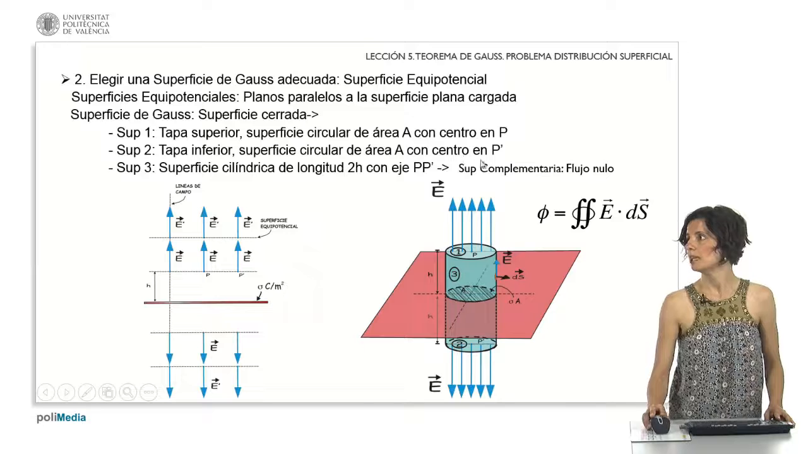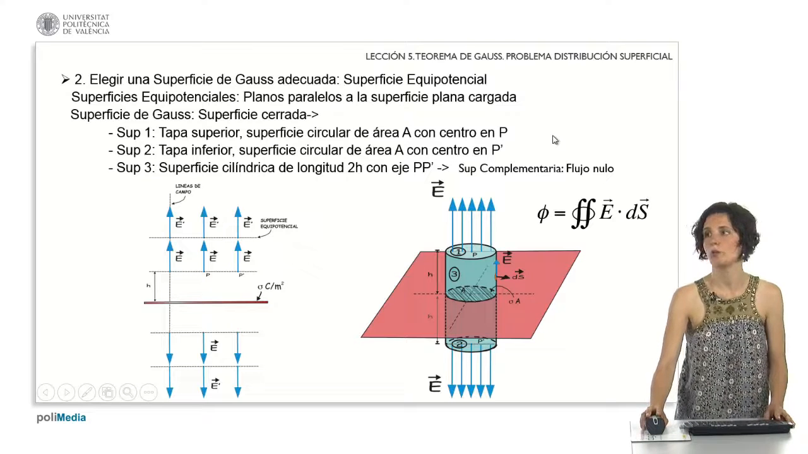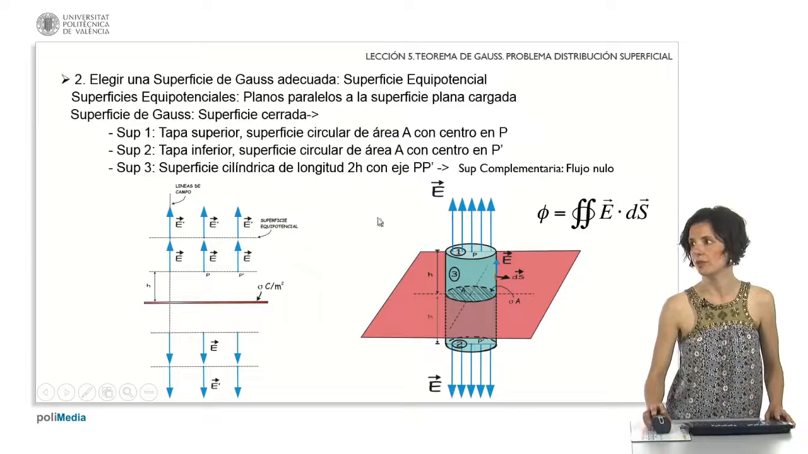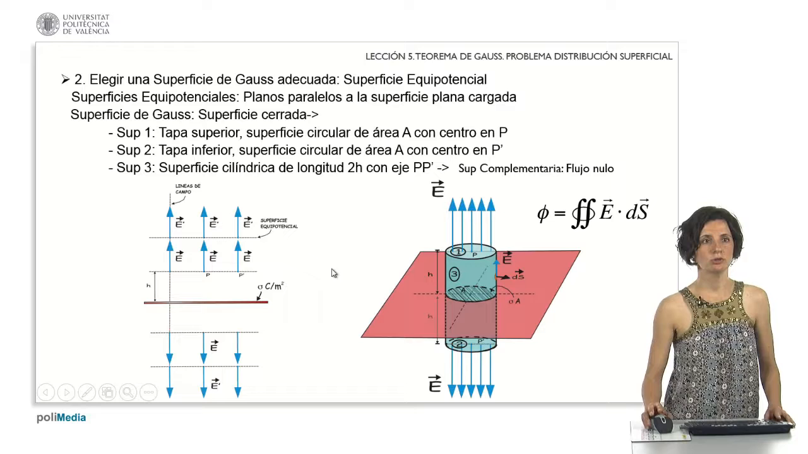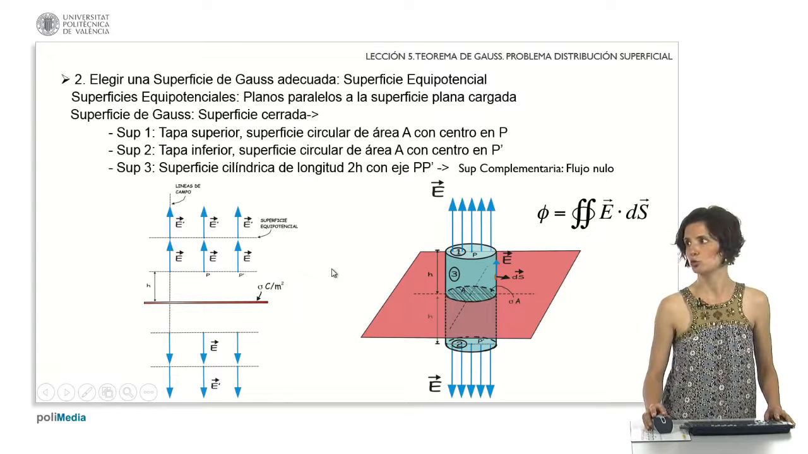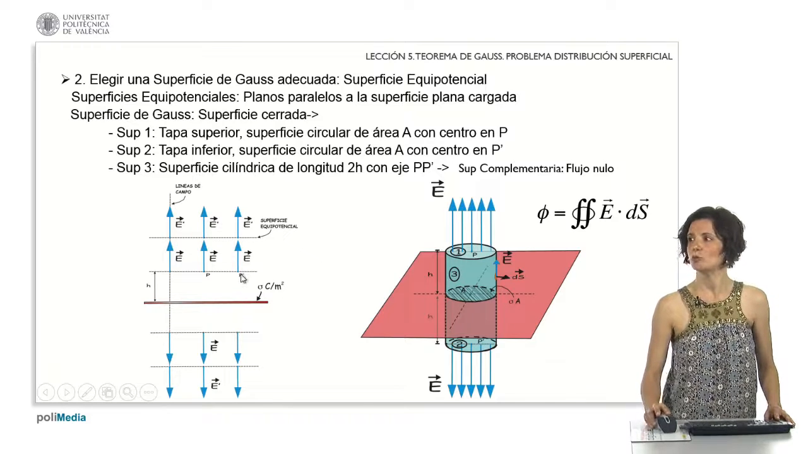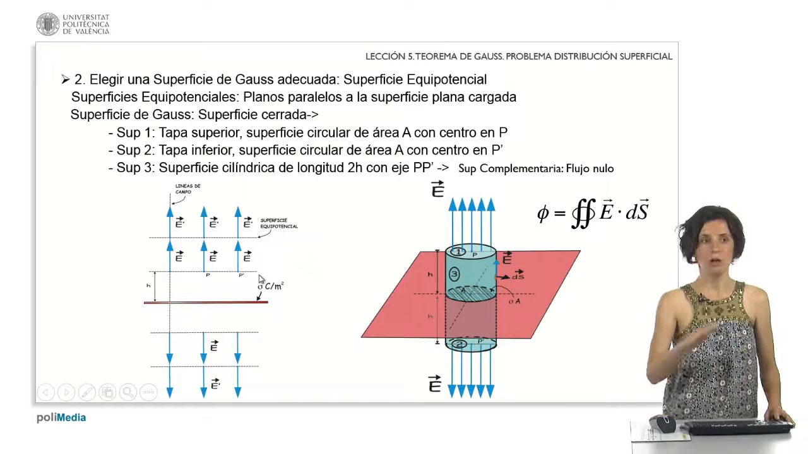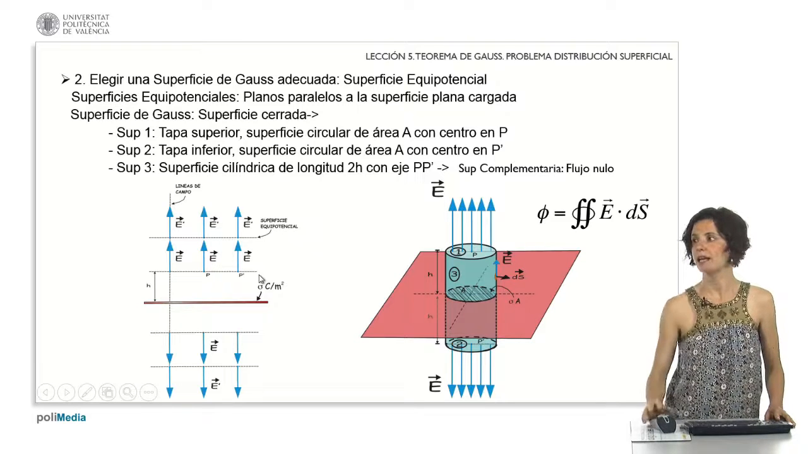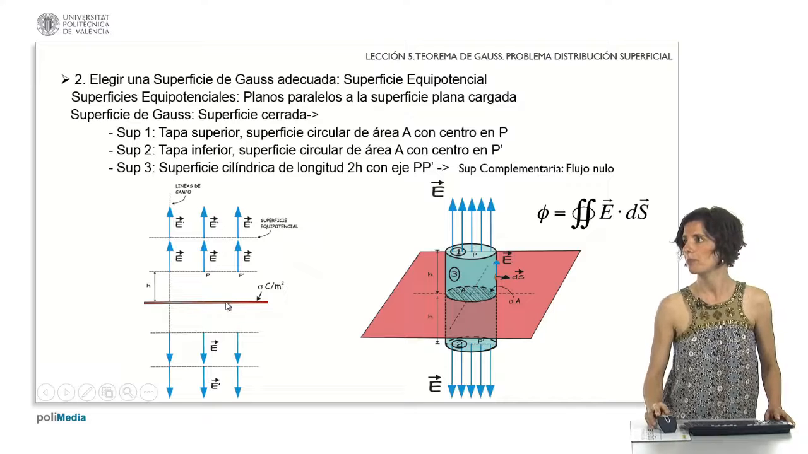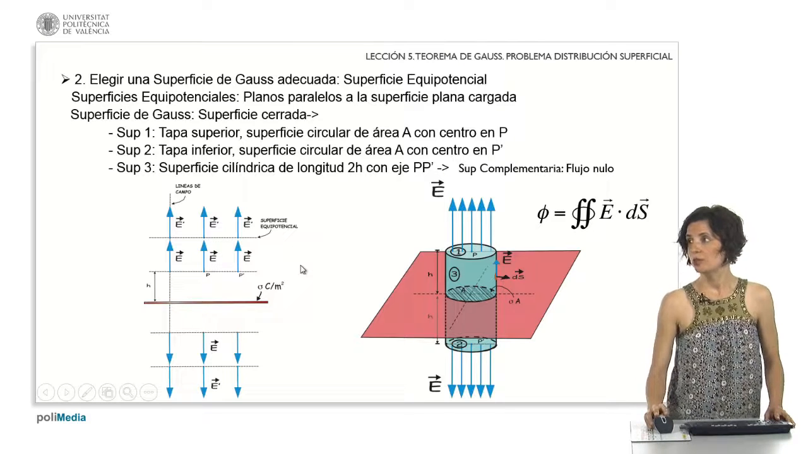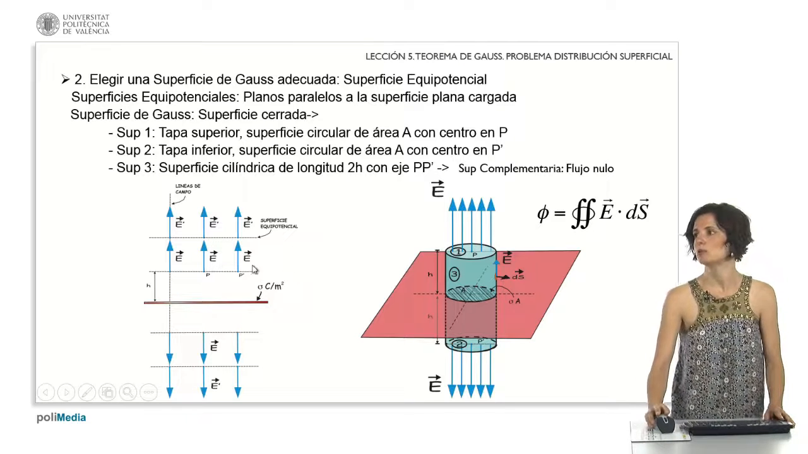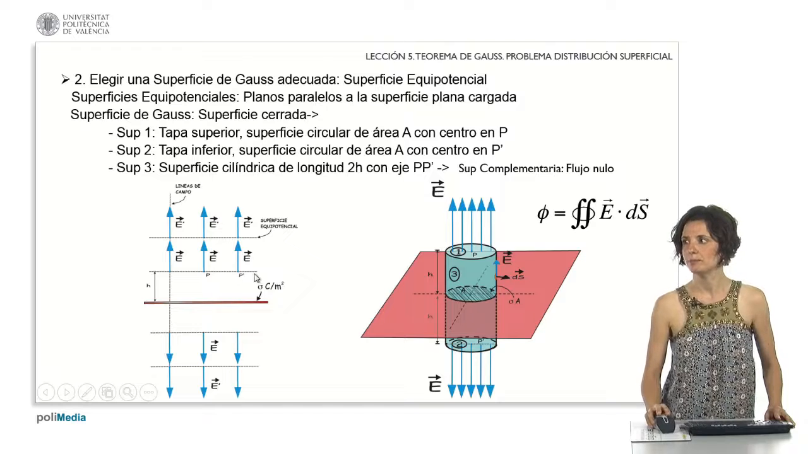Well, next we are going to choose a suitable Gauss surface. It has to be an equipotential surface. Recall that equipotential surfaces are those to which the electric field is perpendicular at all points. In this case, as the electric field is vertical, the equipotential surfaces are going to be horizontal planes parallel to the charged plane. The Gauss surface has to be a closed surface, so this equipotential plane is not enough.